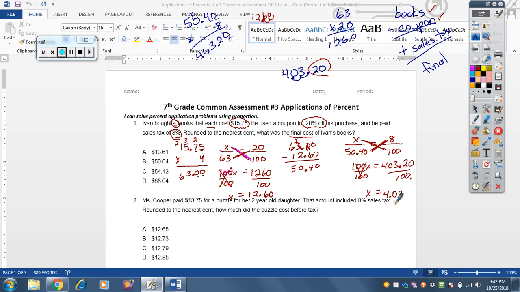Is that your answer? I hope not, because it's not up here. You have one last step. You found the cost of the books and you subtracted the coupon. Then you found the sales tax. That sales tax needed added on to the price. So the price after your coupon was $50.40. Plus you need to add the sales tax. Is that your answer? Sure is.